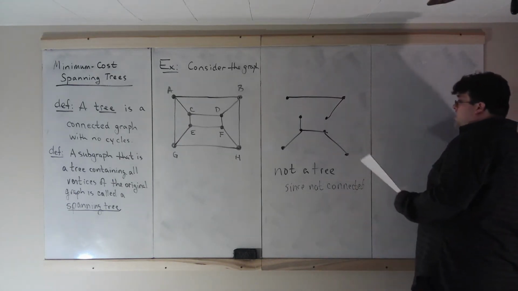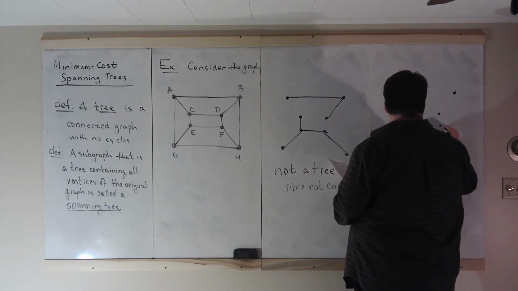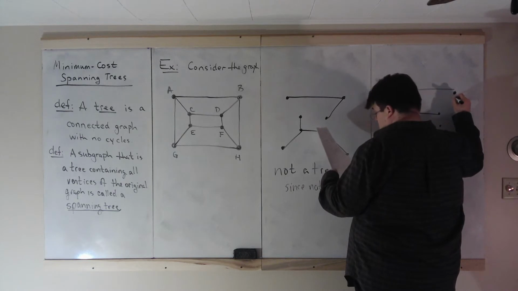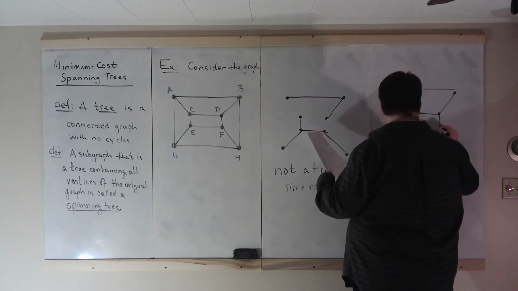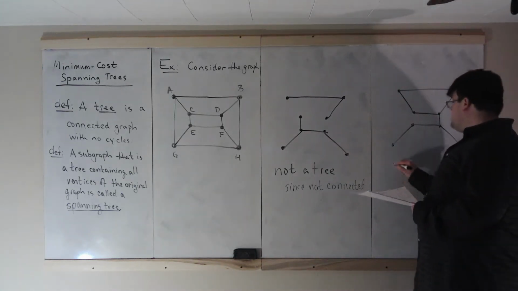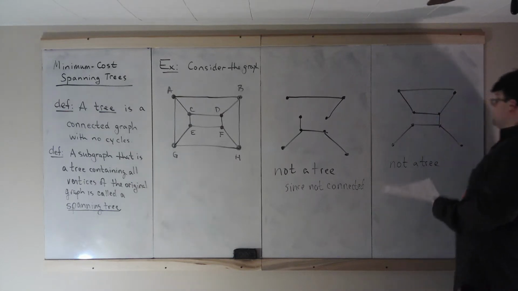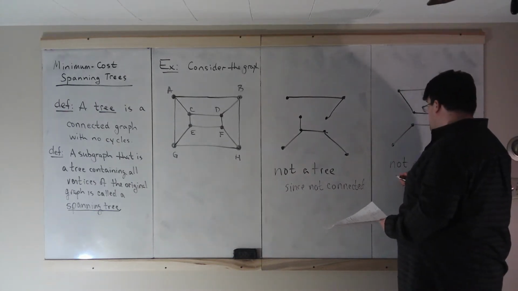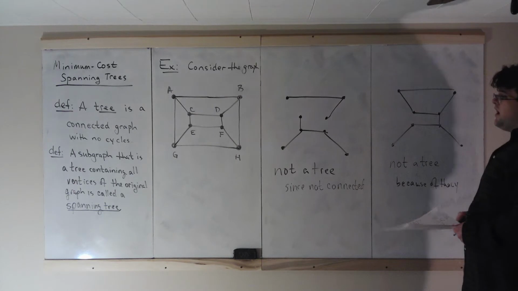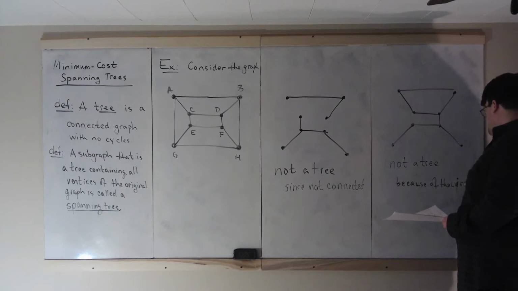Well, okay. How about this one on these eight vertices? What if we chose this right here? Well, again, it does hit all the vertices, so it spans, but it's not a tree. Why is it not a tree? Well, it has this cycle up here on A, B, C, and D. So I'll say because of the circuit.